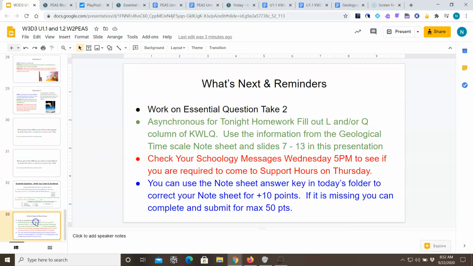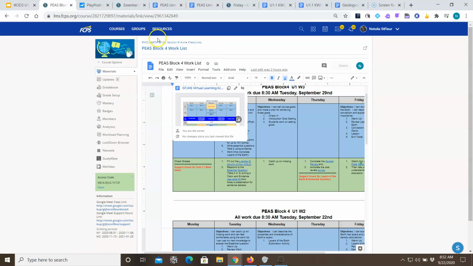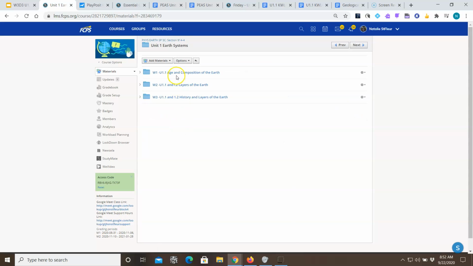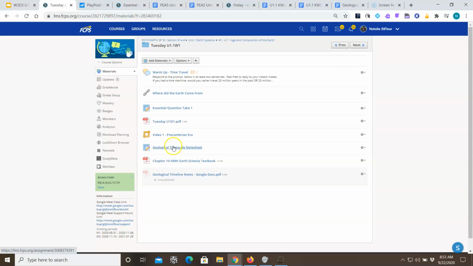Okay, so how do you access your note sheet? Remember that note sheet was in Unit 1. I'll go back to show you how to get to that. Unit 1, Week 1, Tuesday. And it's Geological time scale note sheet. So if you did not submit it and you want to fill in the correct answers using the answer key from today's folder, you can get 50%. If you did submit it and you want to correct it, remember you can just find the document in your Schoology Drive and then resubmit.